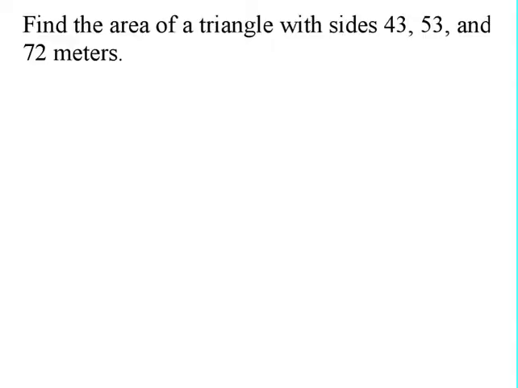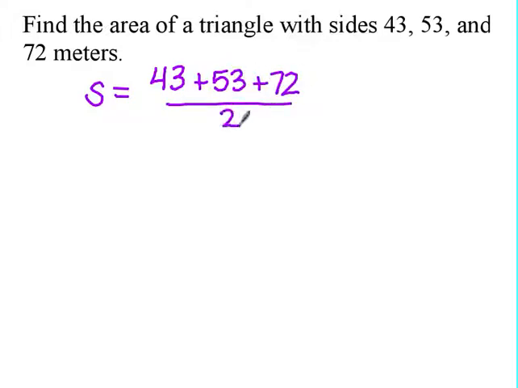So let's go and look at a problem here. Find the area of a triangle with sides 43, 53, and 72 meters. Pretty straightforward problem. We're going to start by finding S, plug it in, and we should be set. So S equals 43 plus 53 plus 72 divided by 2. Semi-perimeter is 84.